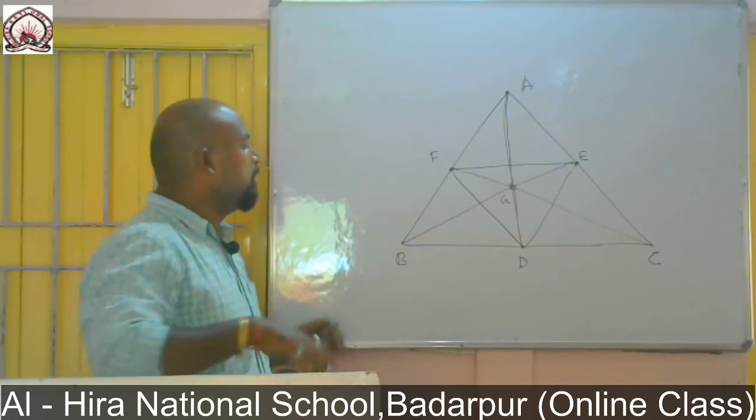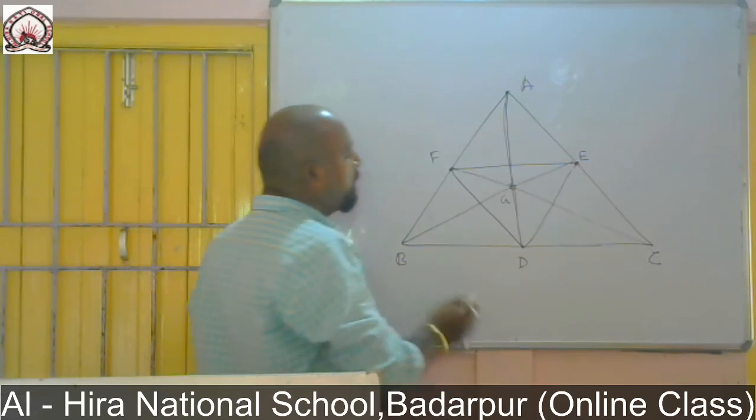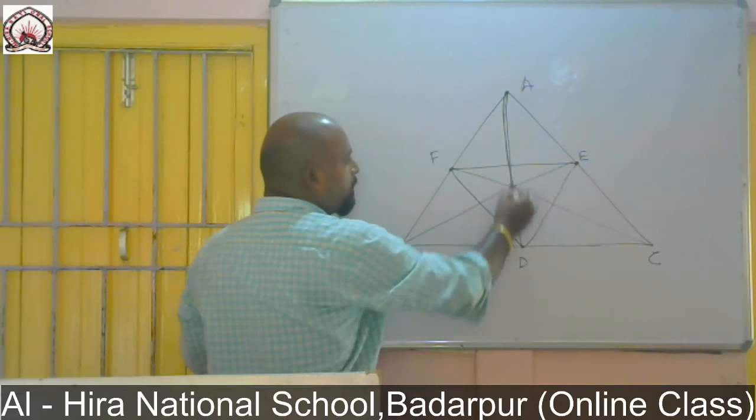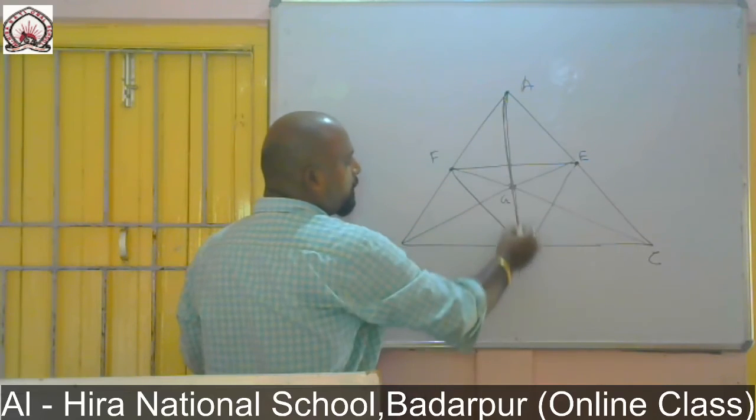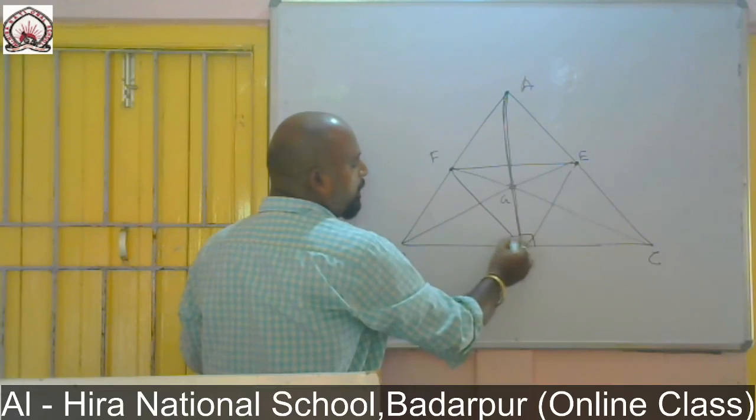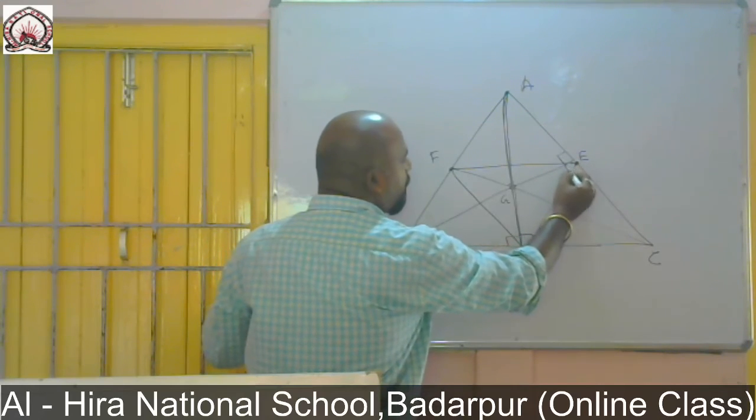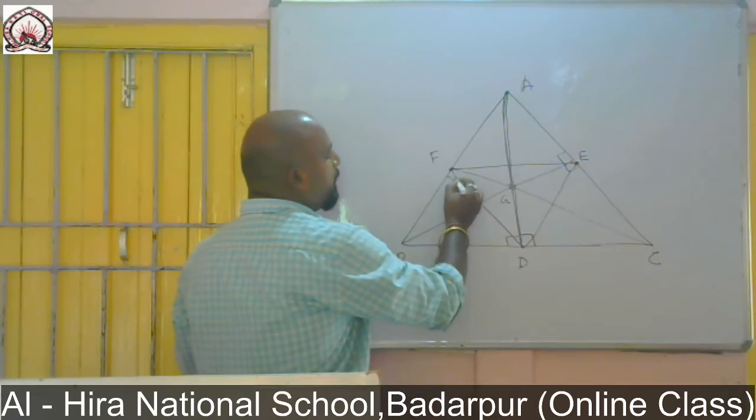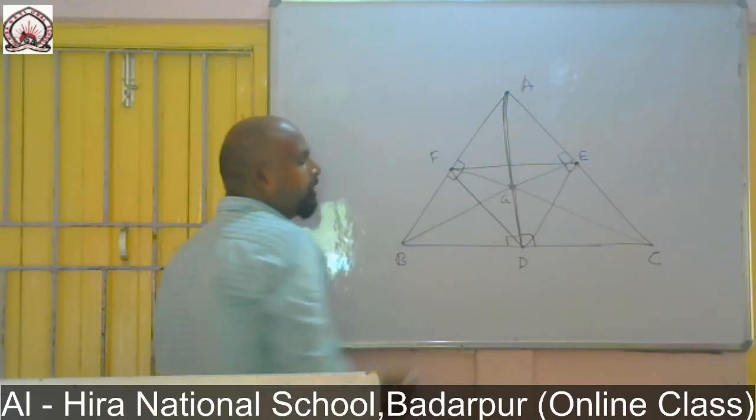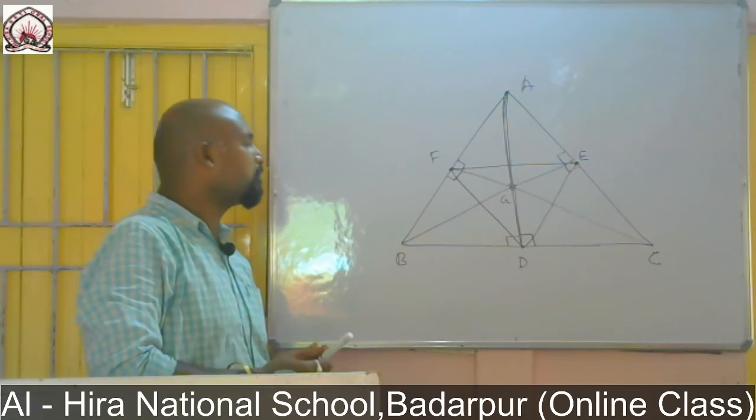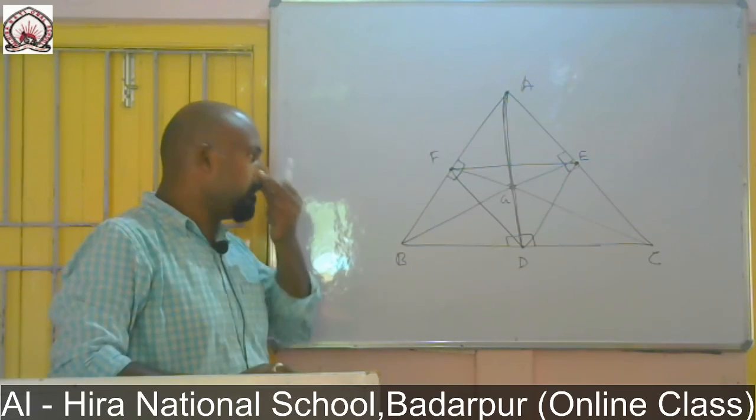Extremely sorry. Pedal triangles are formed when the altitudes are drawn. This angle is 90, this angle is also 90, this angle is 90, and this angle also becomes 90, when the altitudes are formed.